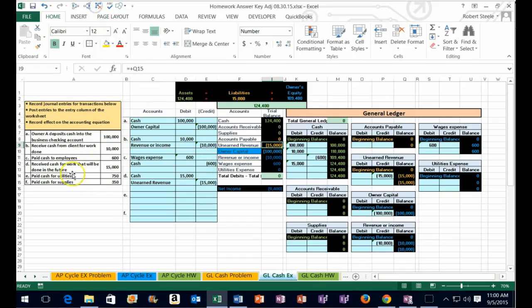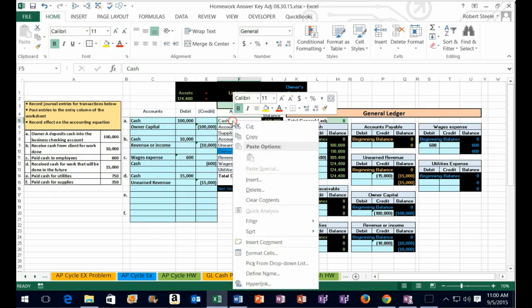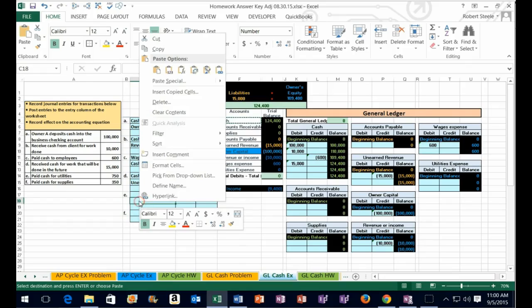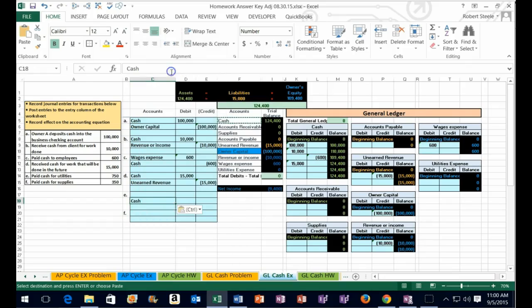So then next transaction, paid cash for utilities. So is cash affected? Yeah, we paid it. Cash has a debit balance represented by the fact that it does not have brackets. We need to make it go down, so we're going to do the opposite thing to it as what it is, which is a credit. Right click, copy that. I'm going to put it under the E, so I'm going to put it on the bottom of the E. I'm going to right click, paste it 1, 2, 3, values only, and then we're going to go in the credit column and put a negative 750.